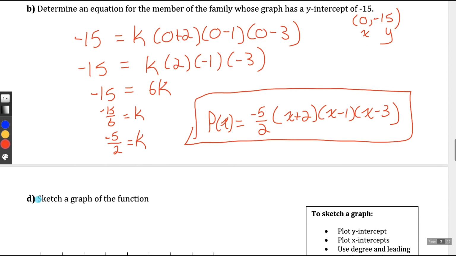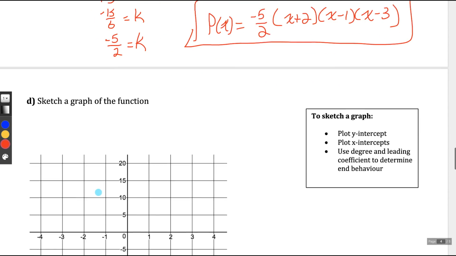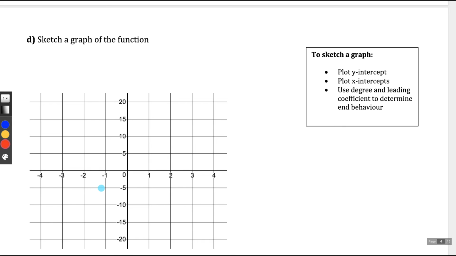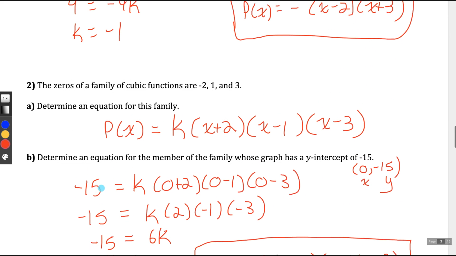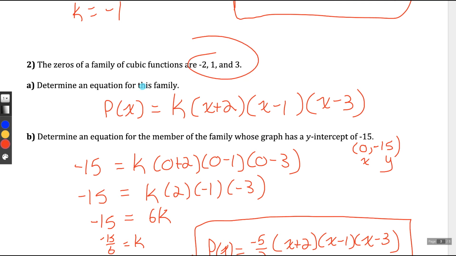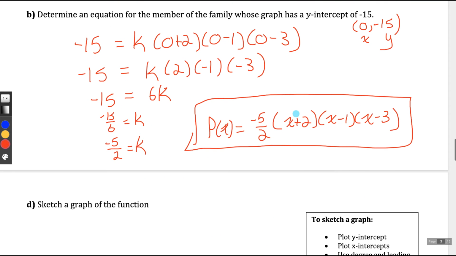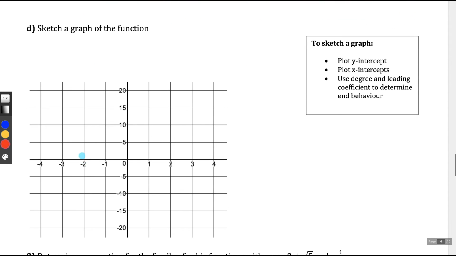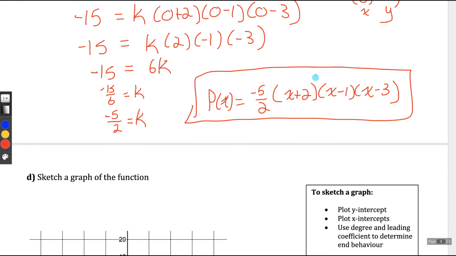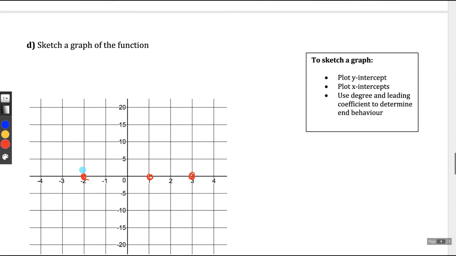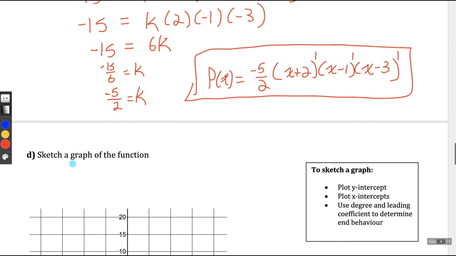Part D says, sketch the graph of the function. Now I've already showed you the graph in Desmos. Here it is, but how are we going to generate that? Well, we know what the x-intercepts are. It told us them in the question, and we can also see them from the equation here. We have the x-intercepts of -2, 1, and 3, so we can plot those, -2, 1, and 3. I know each of the x-intercepts is order 1 because of the exponents on the factors of x, so I know it's going to go straight through each of those x-intercepts.